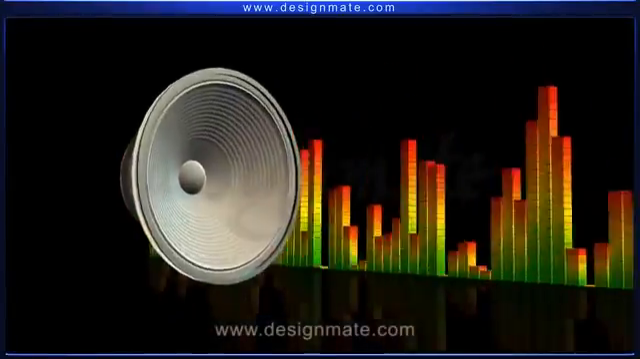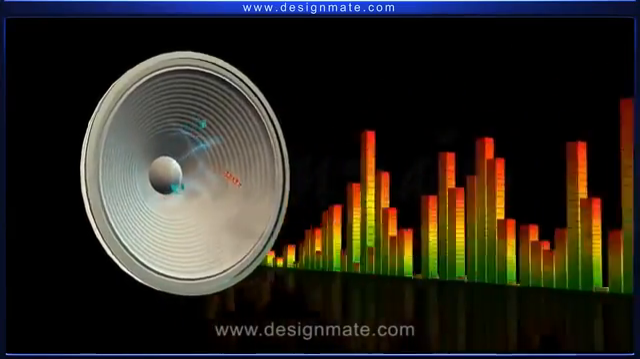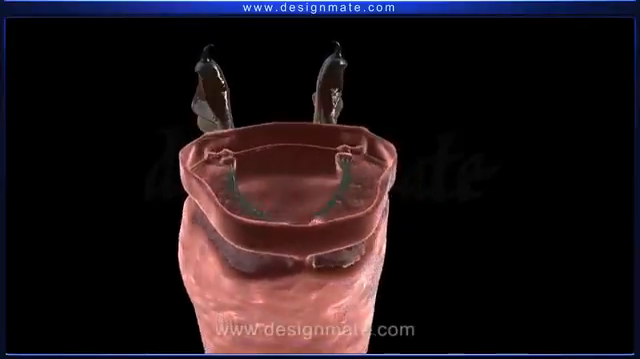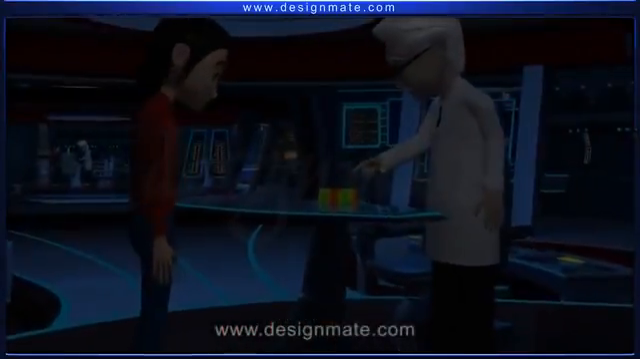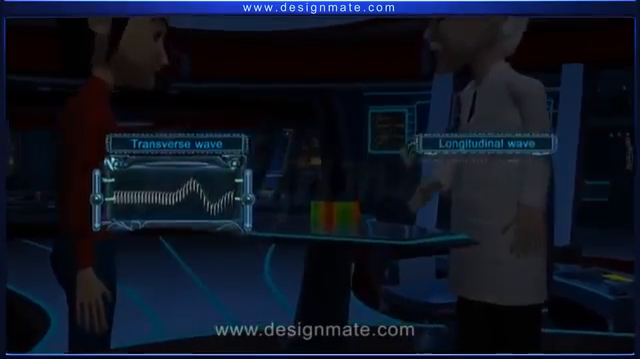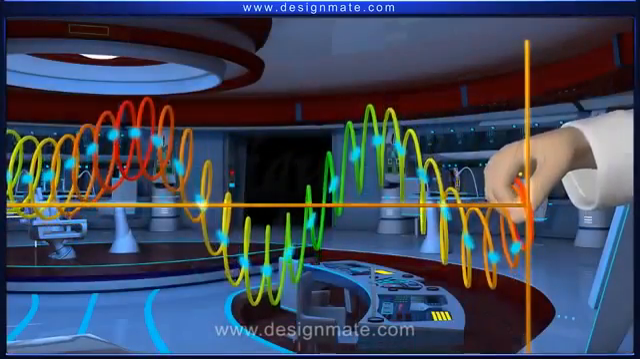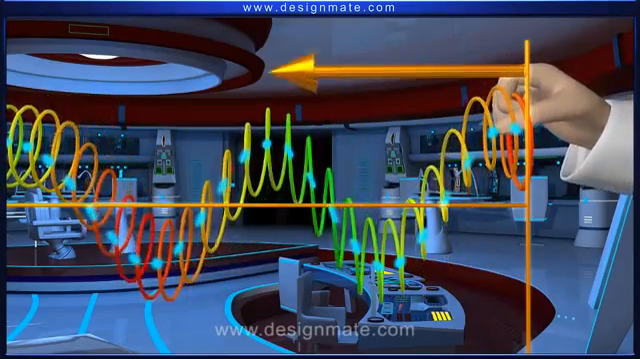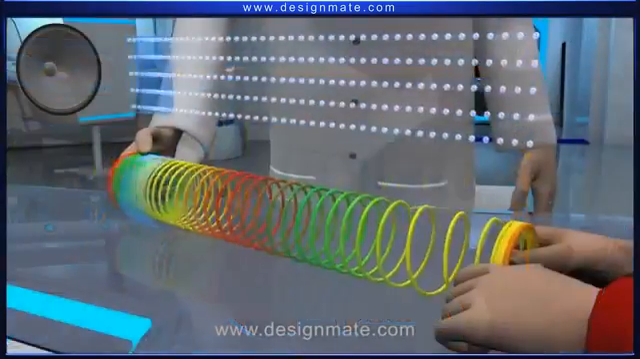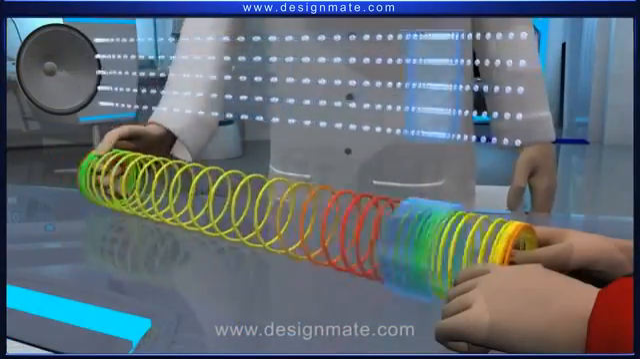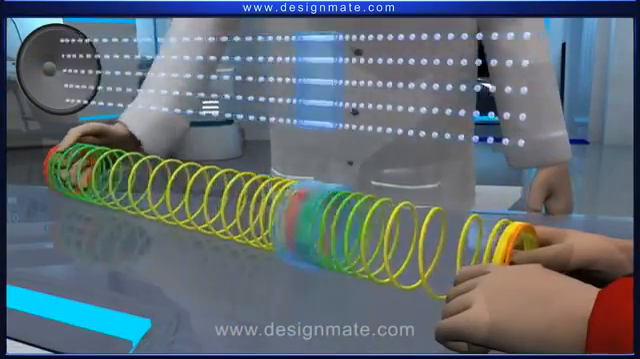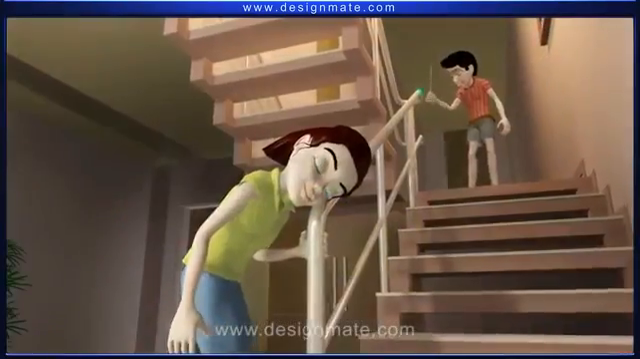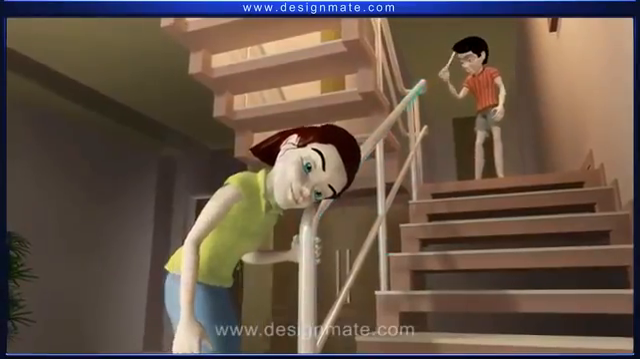Summary: every sound is produced by a vibration. Vibrations are produced by our vocal cords when we speak. There are two types of waves, transverse wave and longitudinal wave. In a transverse wave, the particles vibrate at a right angle to the direction of the wave. In a longitudinal wave, vibrations are parallel to the direction of the wave. Sound waves are longitudinal waves. Sound travels quickest through a solid.